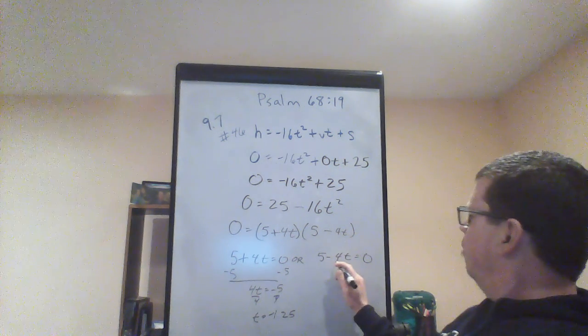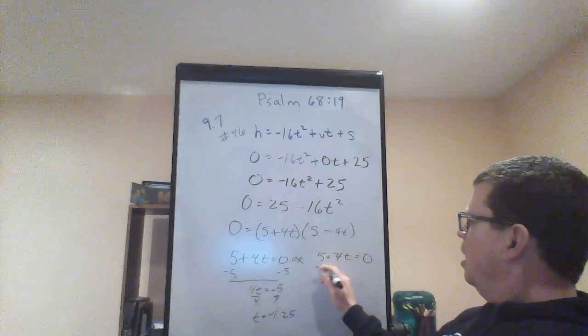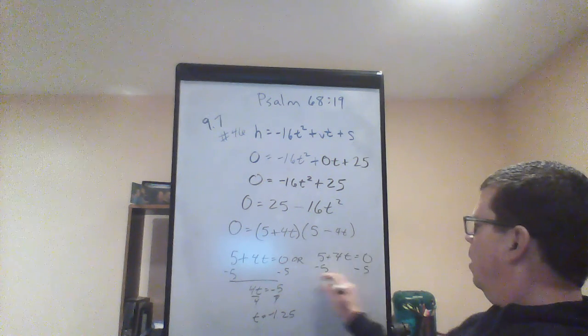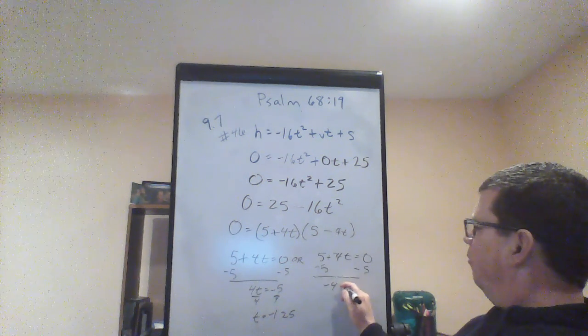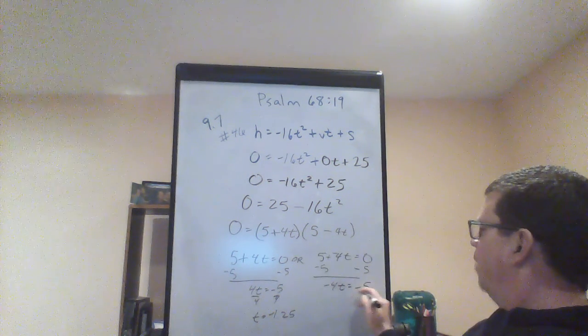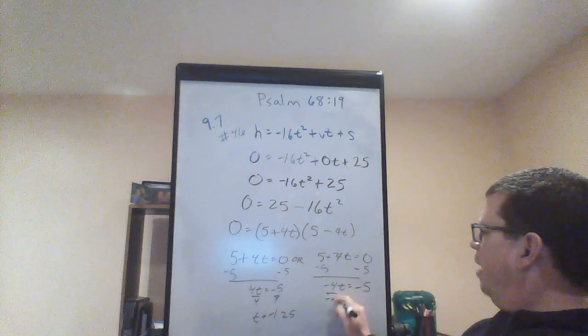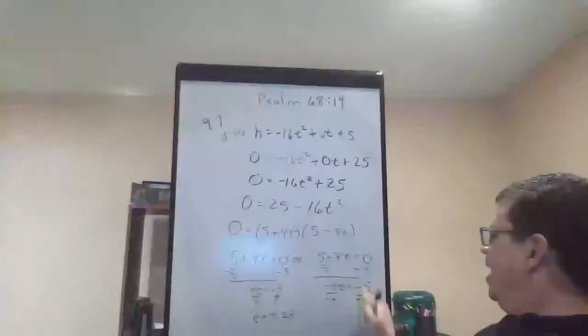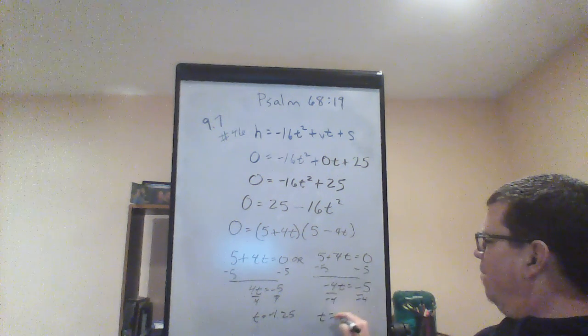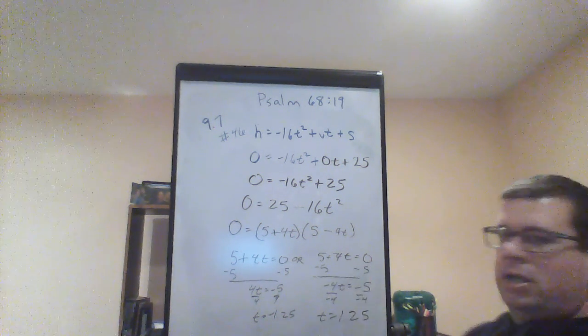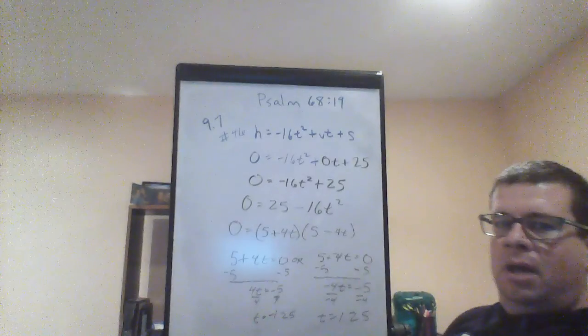Okay, we'll talk about that here in a little bit. Over here, I'm going to cha-ching this thing. Subtract 5 over here. I get negative 4t equals negative 5. And now I'm going to divide by negative 4. And a negative divided by a negative is a positive. I get 1.25, or 1 and 25 hundredths.